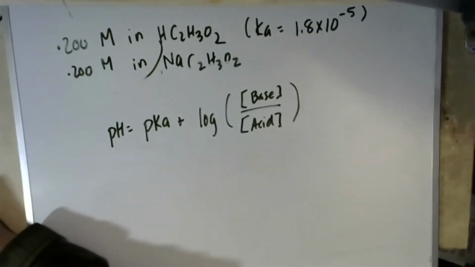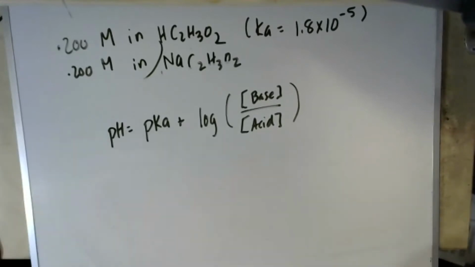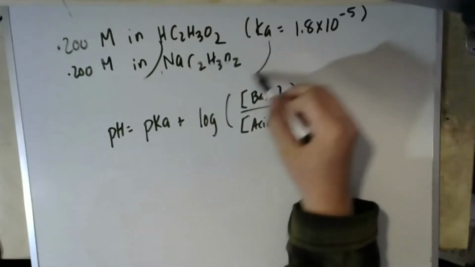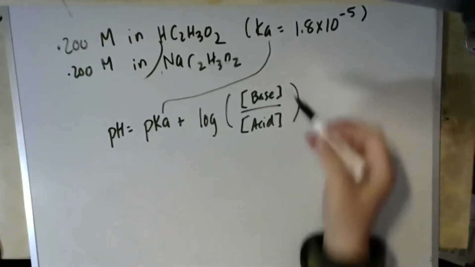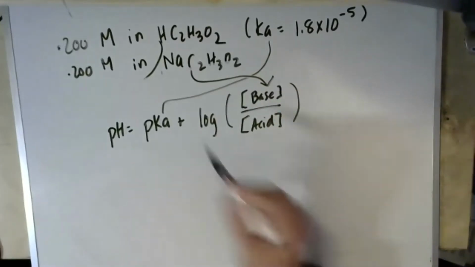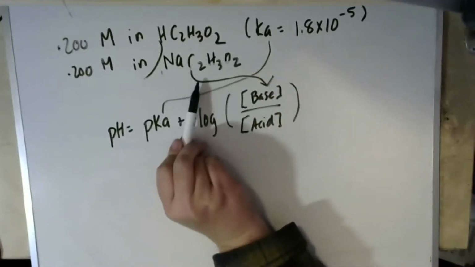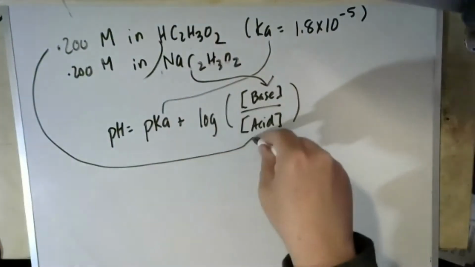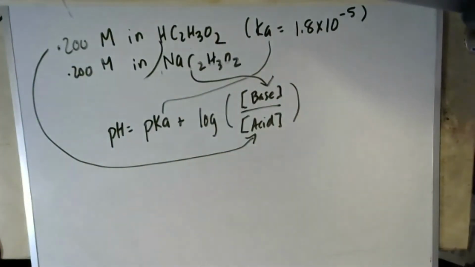Okay. We can solve for the pH using this method as well. This method is great. I think you're going to love this because it's a lot quicker. Your pKa value, you're going to calculate from the Ka of your weak acid. The concentration of your base is going to come from the concentration of the sodium acetate, because the sodium acetate contains your conjugate base. And the concentration of your acid comes from the concentration of your weak acid.